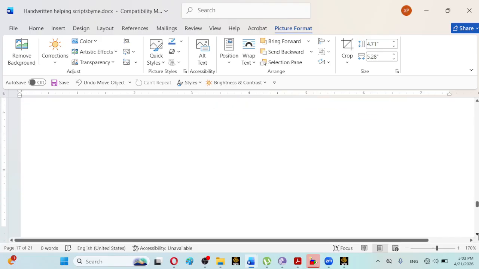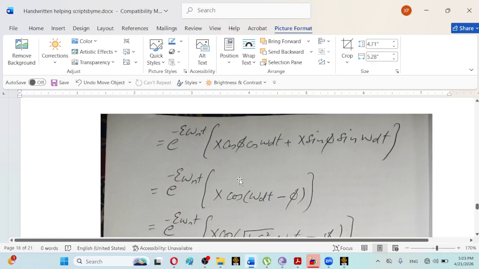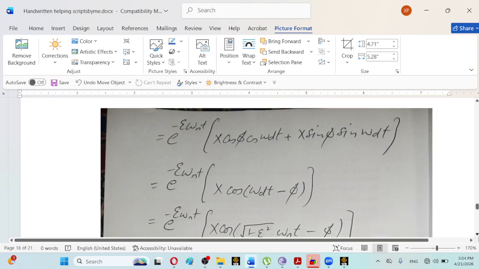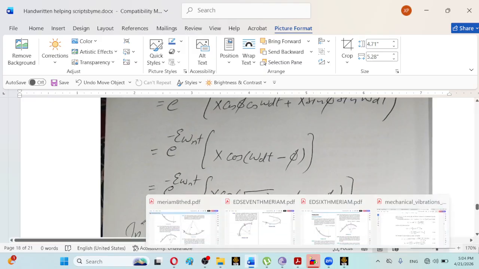So here we can observe, when we put X cos phi cos omega dt plus X sin phi sin omega dt, we can write it using the cos alpha plus cos beta formula, that X cos(omega dt minus phi), because here the plus sign, so it must be a minus sign here. After putting the value of omega d, this is equal to this value. So this is the equation in the cosine form of equation 2.70.